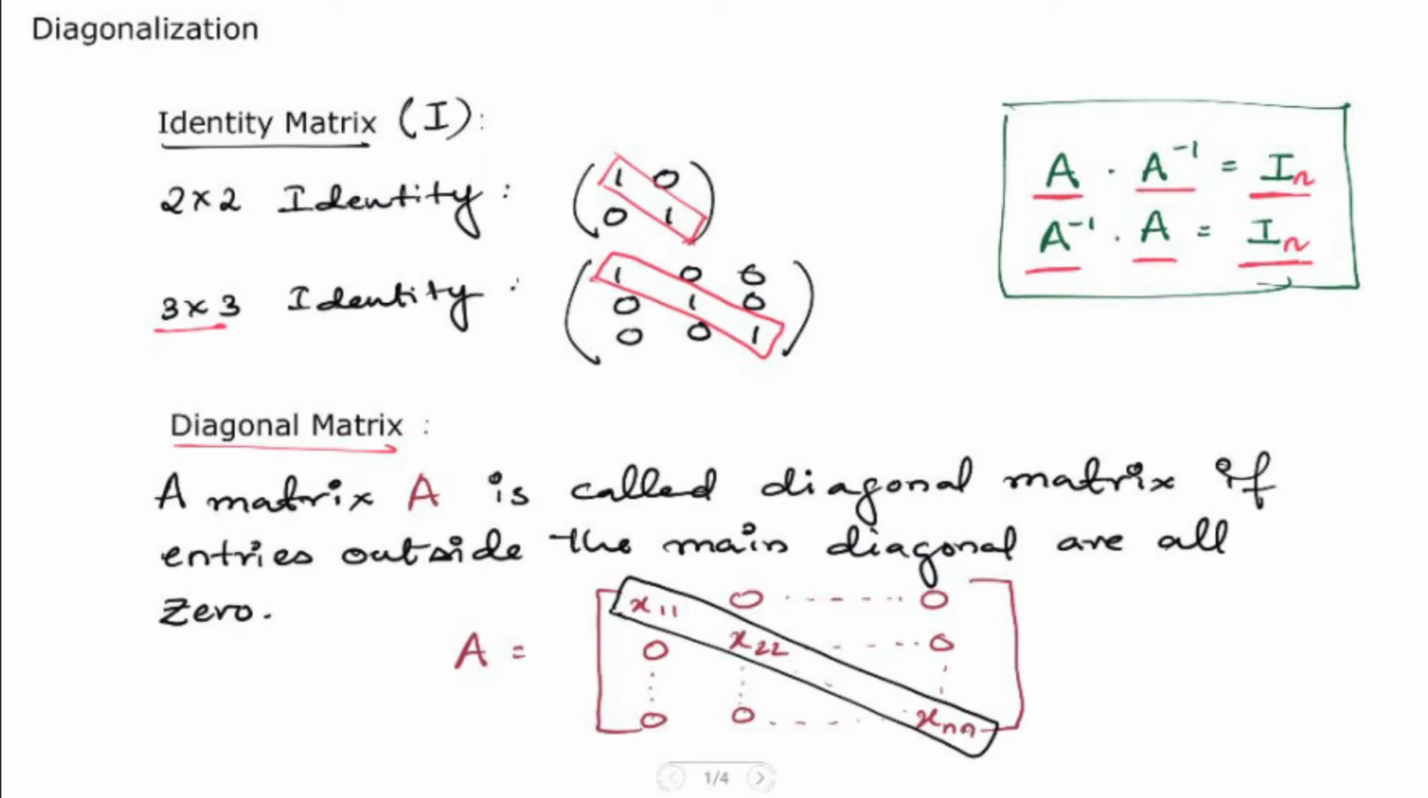So I hope that makes clear what a diagonal matrix is, because when we want to go deeper into diagonalization, you should remember that all the elements in the diagonal should be non-zero elements, but the rest of the elements in the entire matrix should all be zeros.